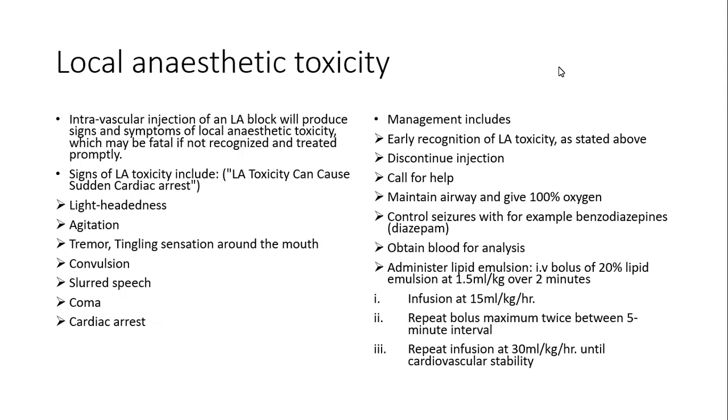So, doctor, we would diagnose the patient with local anesthetic toxicity. Beautiful. And the plan that you'd follow is early recognition of the toxicity, so the lightheadedness, agitation, and the tingling sensation around the mouth. Then you'd discontinue administering the local anesthetic and call for help. Then you'd maintain the airway by positioning the patient, opening the airway by positioning the head, and give 100% oxygen. Then you want to control the seizures with benzodiazepines, and then obtain blood for analysis. And then administer a lipid emulsion. So first the bolus of 20% lipid emulsion at 1.5 ml per kilogram over 2 minutes, that you can repeat, but only after 5 minutes. So you can repeat it once. Then you do an infusion at 15 ml per kilogram per hour, which you can also repeat at 30 ml per kg per hour until cardiovascular stability. Correct. All right.